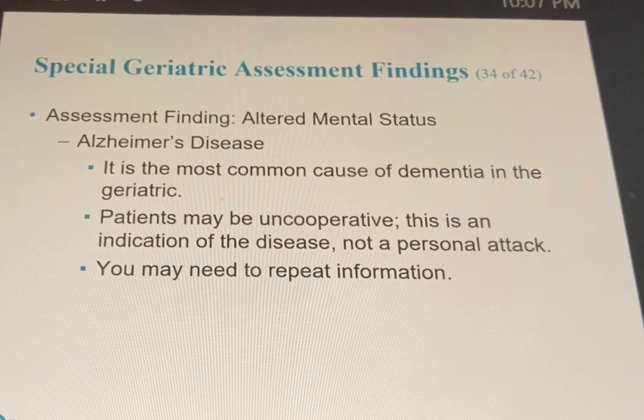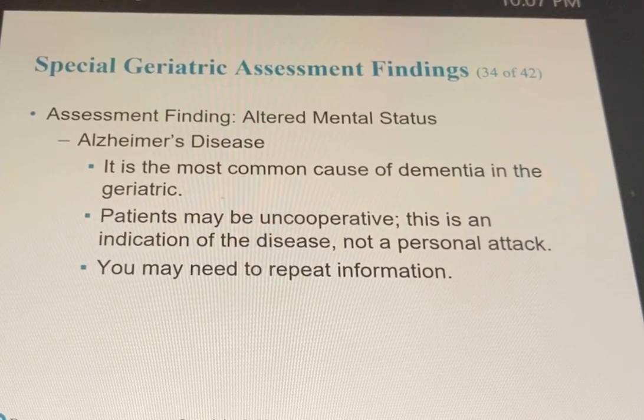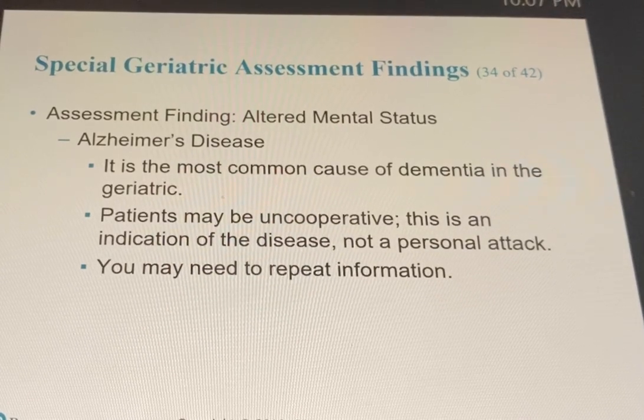Remember that the uncooperativeness and the aggression are symptoms of the disease.